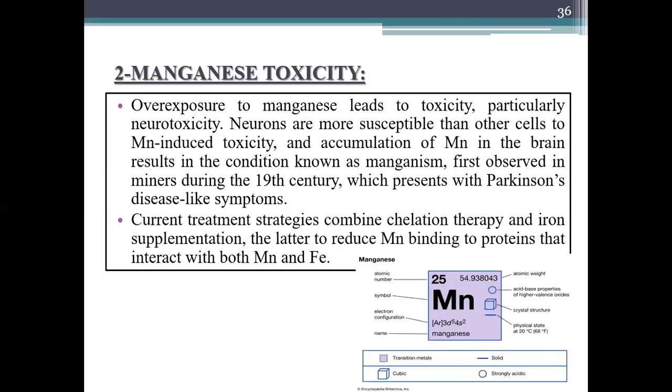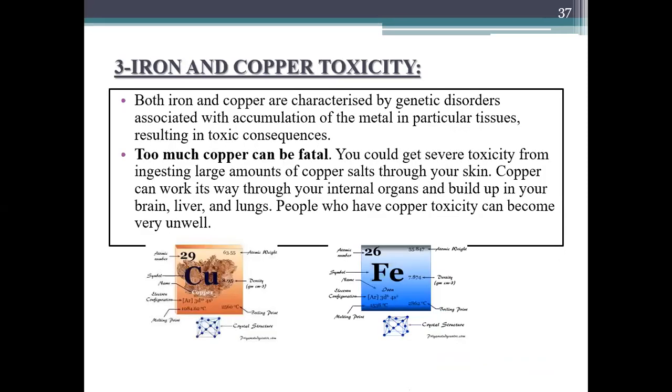Manganese toxicity. Overexposure to manganese leads to toxicity, particularly neurotoxicity. Neurons are much more susceptible than other cells to manganese-induced toxicity, and accumulation of manganese in the brain results in the condition known as manganism, first observed in miners during the 19th century. Current treatment strategies combine chelation therapy and iron supplementation, the latter to reduce manganese binding to proteins that interact with both manganese and iron.